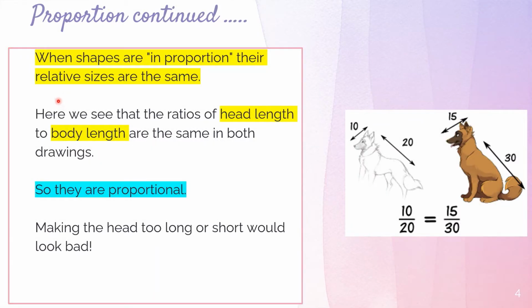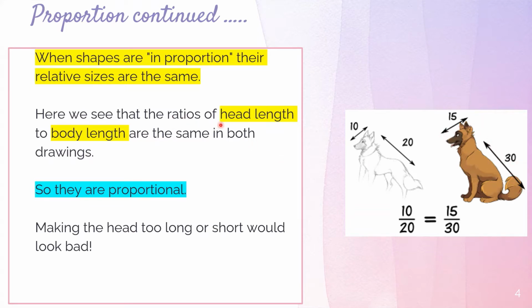So let's take a very interesting example over here. When shapes are in proportion, the relative sizes are the same. I've taken two drawings of dogs. In the first drawing, the head length is 10 and the body length is 20 units. In the second drawing, the head length is 15 units and the body length is 30 units.